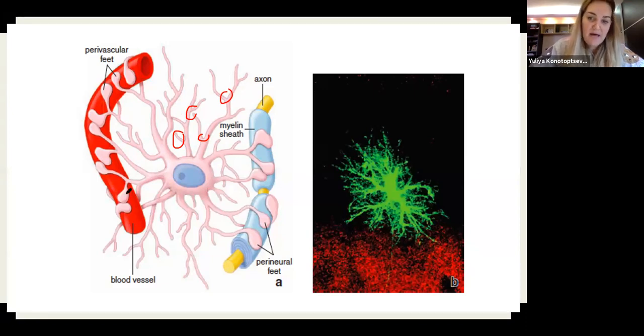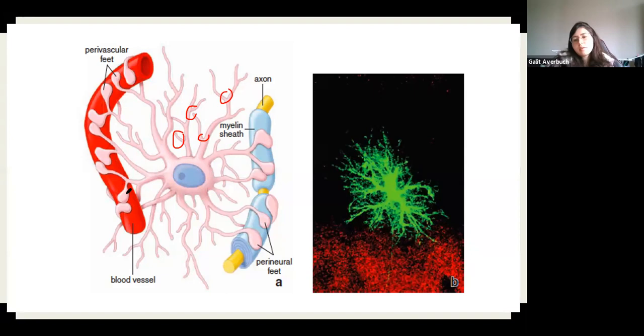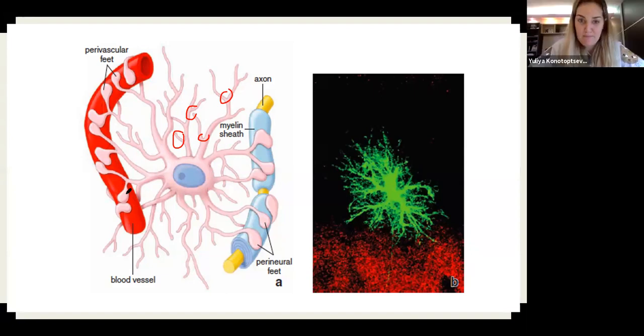Because you remember from last class, what is the most important job of the astrocytes? Blood-brain barrier. Perfect, BBB, blood-brain barrier. So you're going to see that they're always going to be right next to the blood vessel.